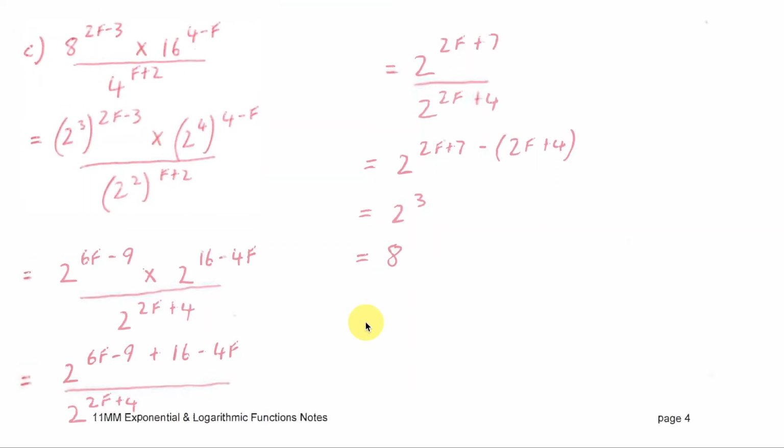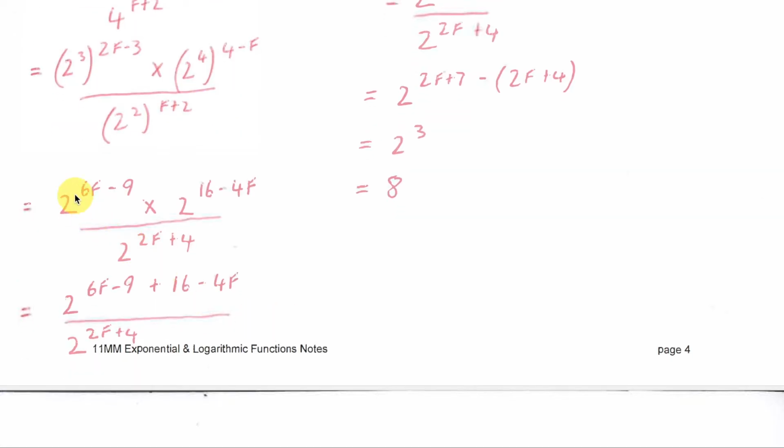Okay, for C, I've got 8 lots of 2f minus 3 multiplied by 16 lots of 4 minus f, all over 4 to the f plus 2. So straight away you should realise that the 8, 4 and 16 can be rewritten as 2 to the power of something. So 2 to the 3, 2 to the 4, 2 squared. In that format we can just multiply the powers. And so you can see what we've got here.